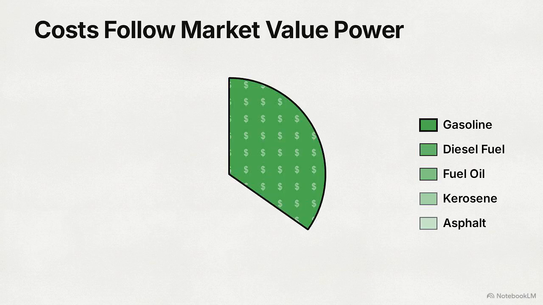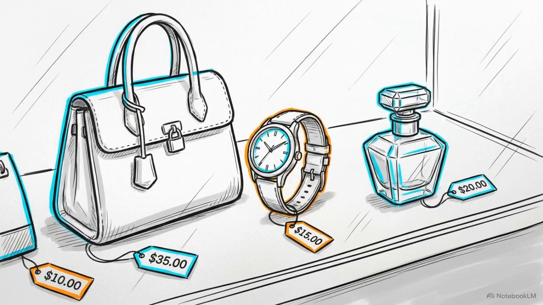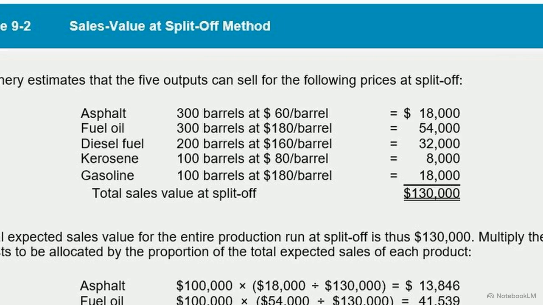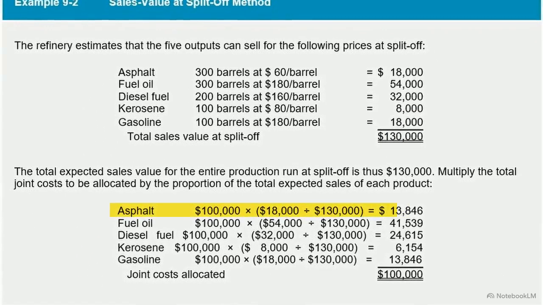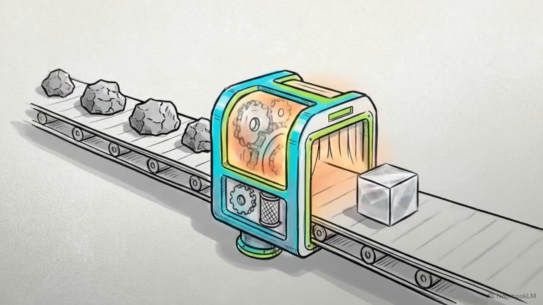These methods allocate costs proportionately based on a product's true monetary power in the market. The most straightforward market model is the sales value at split-off method. This calculation determines value using expected sales for the entire production run. The estimated sales value at split-off totals $130,000. Watch asphalt's allocation drop from $30,000 down to just over $13,000 because it represents a much smaller slice of the total monetary pie. But what if a product isn't ready for market at split-off?